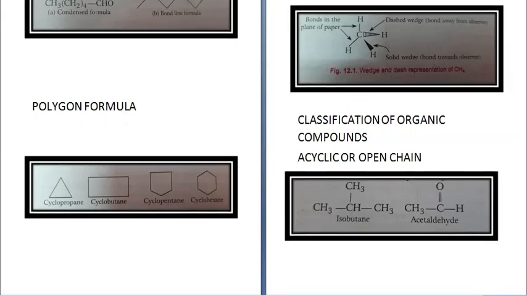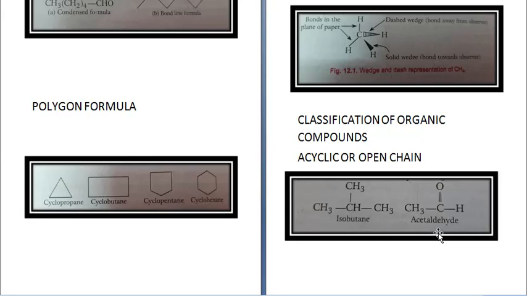Basically, organic compounds can be divided into 2 types, acyclic or cyclic. Acyclic is open chain, cyclic, just now I showed you this one, they are closed chain. So let us first study about the acyclic or open chain. They are also called as aliphatic compounds. They consist of straight or branched chain compounds. Like here, you have 4 carbons, so it is called as isobutane. There are 2 carbons and a CHO aldehyde group, so it is called as acetaldehyde.